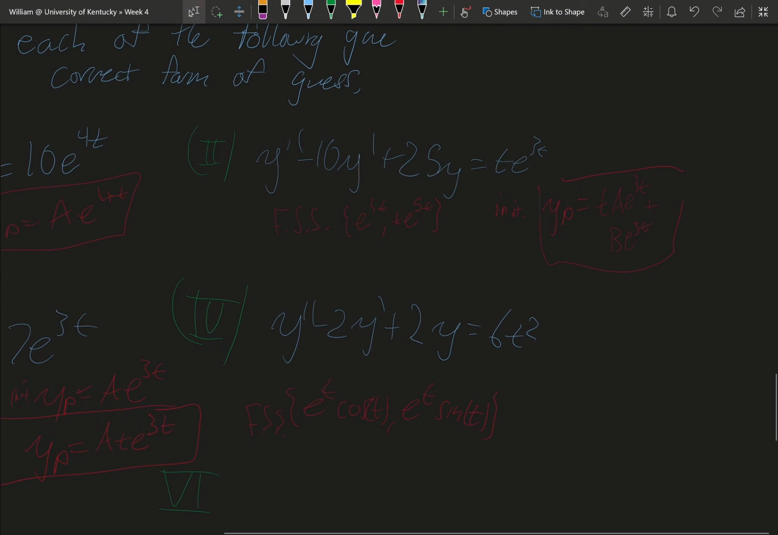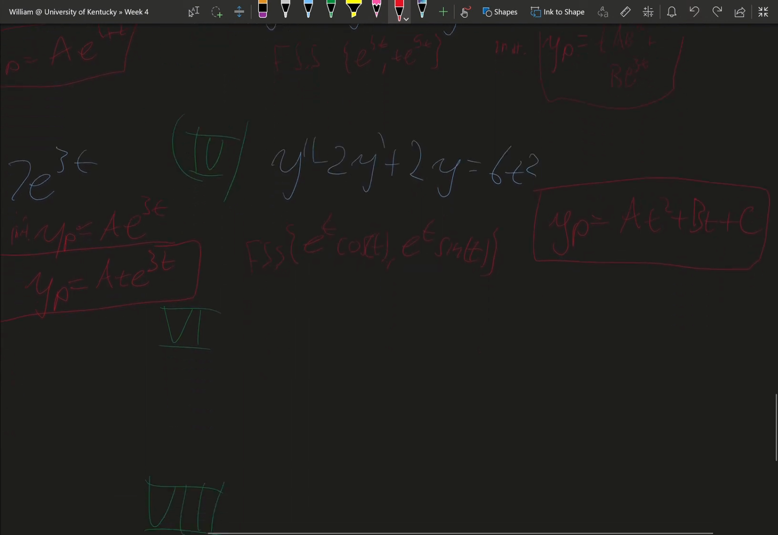Here our fundamental solutions is that, and our initial guess is, well, we have a t squared there, so we want a t squared plus b t plus c. None of those, note we would have a problem, let's say if this term was gone, because then a constant would be a solution. But because that's not the case, we don't have to worry about it.